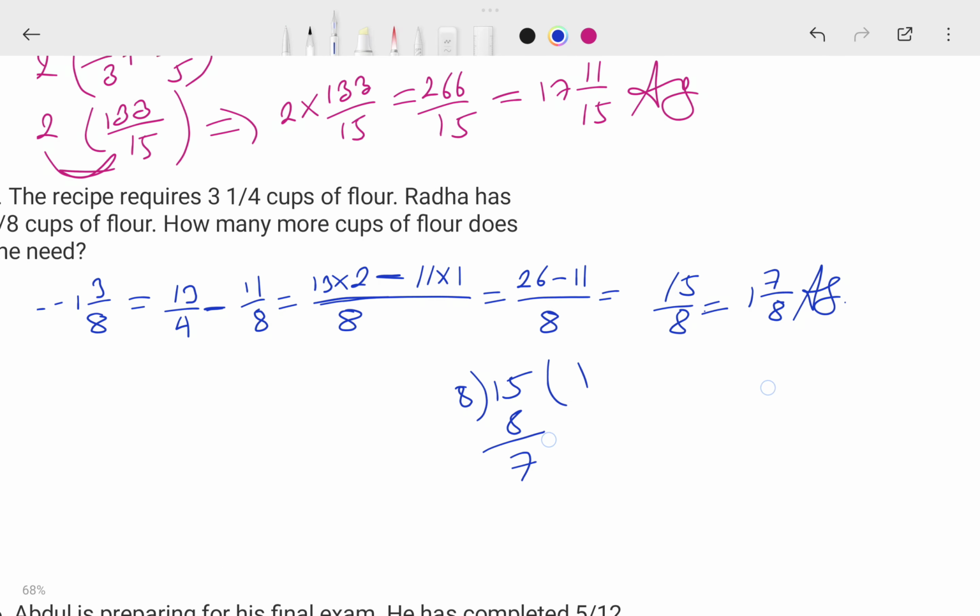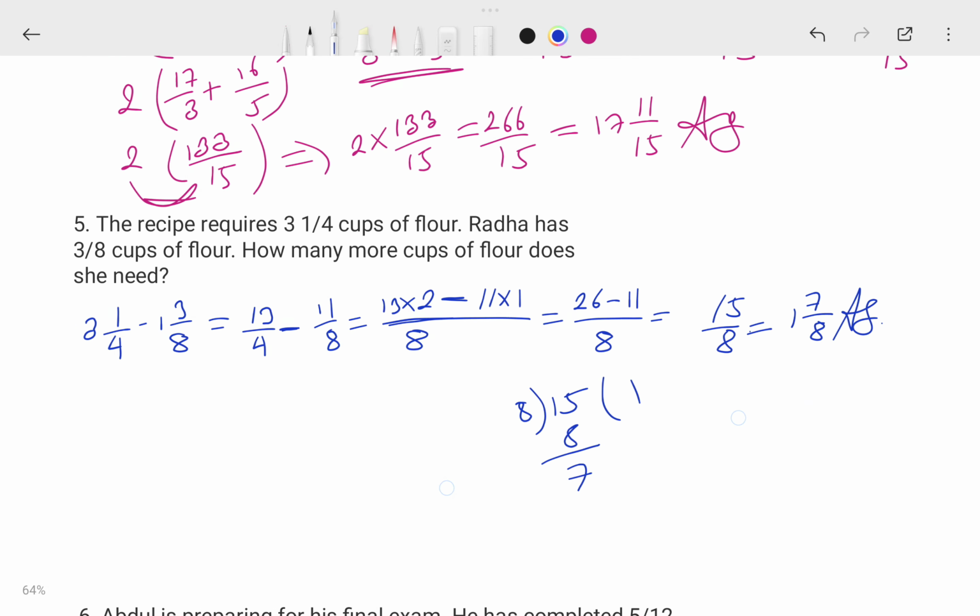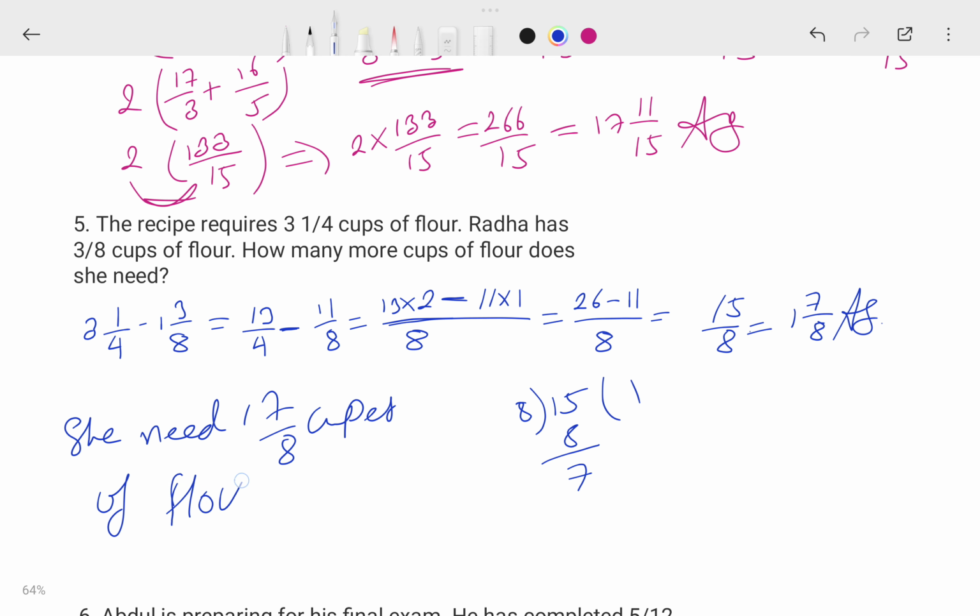And what I did, I got into the long problem and explaining. Okay, so the question is, how many more cups of flour does C need? So we can write C needs 1 7/8 cups of flour, you can write. Okay, so flour you can write here. Okay, so this is over.